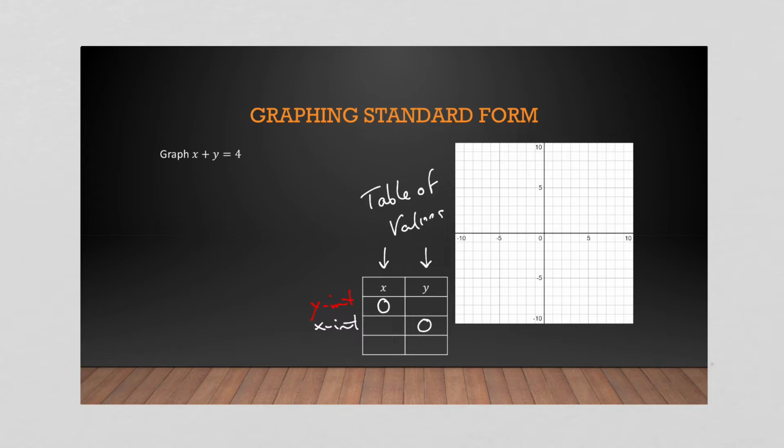So what do we do? Well, we set x equal to 0. So 0 plus y equals 4. Well, y equals 4. So that means that when x is 0, y is 4. So what that means is we have a point at (0, 4) right there. So then we do the same thing, but we set y equal to 0. So x plus 0 equals 4, so x equals 4. So in this case, when x is 4, y is 0.